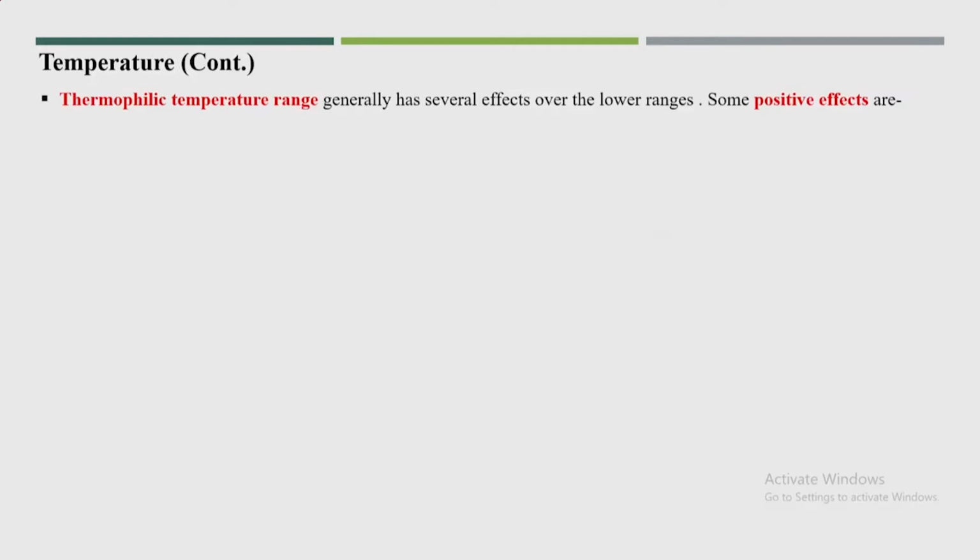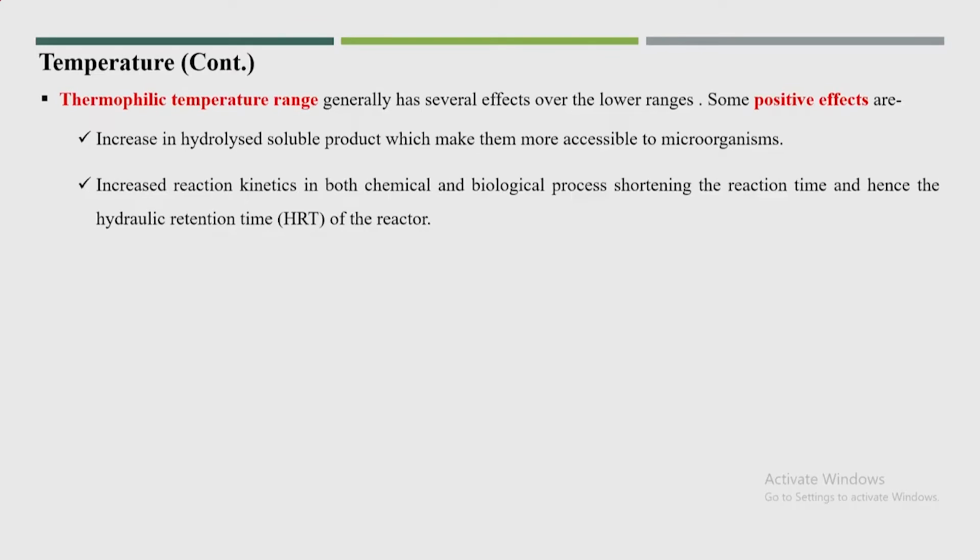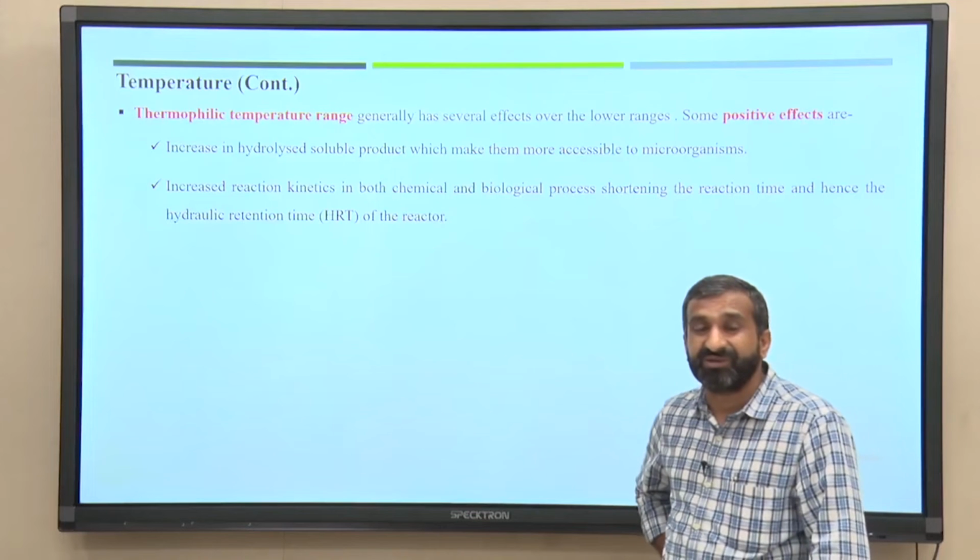Now, the thermophilic temperature range generally has several effects over the lower range. Some positive effects are an increase in the hydrolysis of soluble products, which makes them more accessible to the microorganisms. That is one very important benefit of the thermophilic temperature range. Increased reaction kinetics in both chemical and biological processes, shortening the reaction time, hence the HRT of the reactor, hydraulic retention time. This is also an important fact of the anaerobic digestion process.